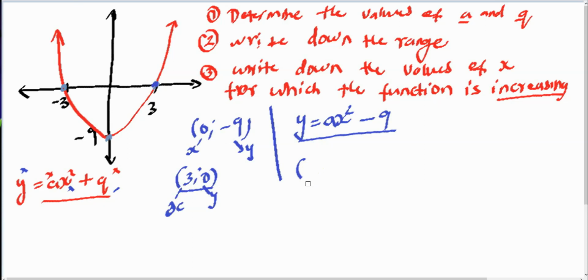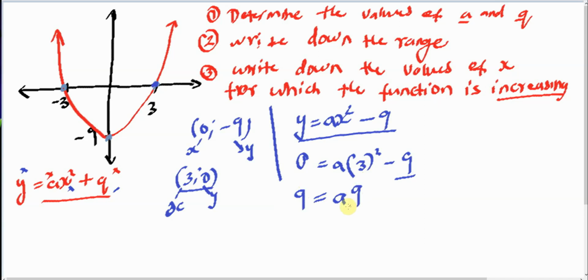So this means that I will write 0 is equals to a times 3 squared minus 9. Then from there I can take the value of -9 and transpose to the left, which means I can have 9 is equals to a, and then I have 3 to the power of 2, which is 9.